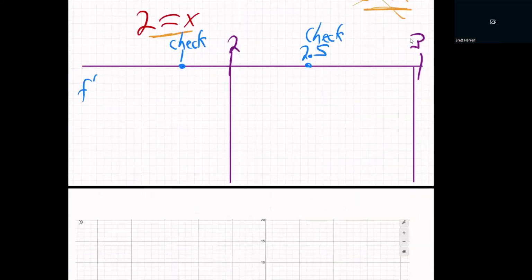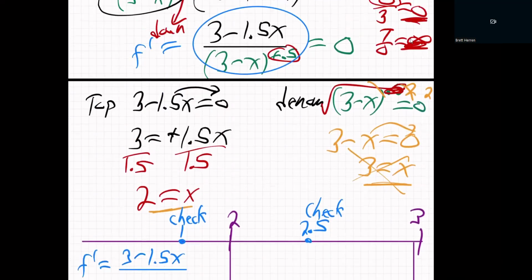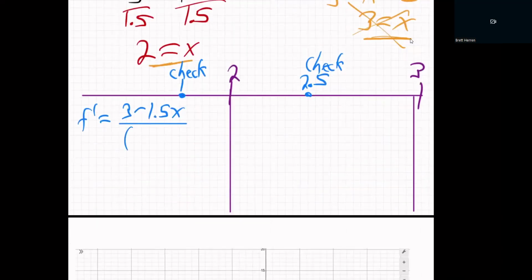So I'm going to go f prime is 3 minus 1.5x over 3 minus x to the 0.5. And I'm going to check what? I'm going to check 1. I'm going to plug a 1 in there. All right, so I'm going to go to Desmos now. 3 minus 1.5x over 3 minus x to the 0.5, and I'm going to plug in the 1.